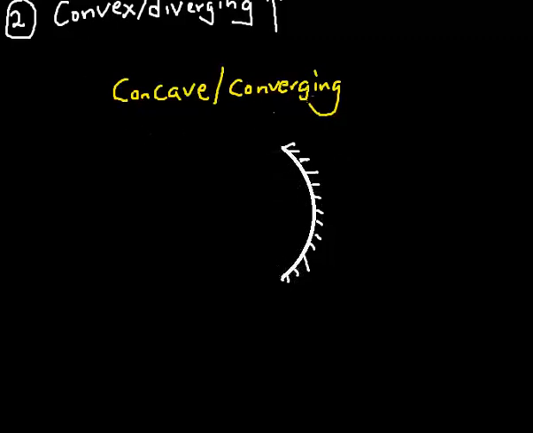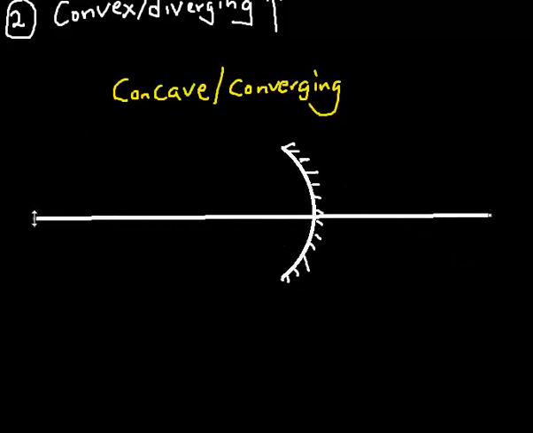But it's called converging because parallel rays of light incident on the mirror will reflect and converge at a particular point, known as the principal focus. Now I'm drawing a line through the center of this mirror. This line is called the principal axis.